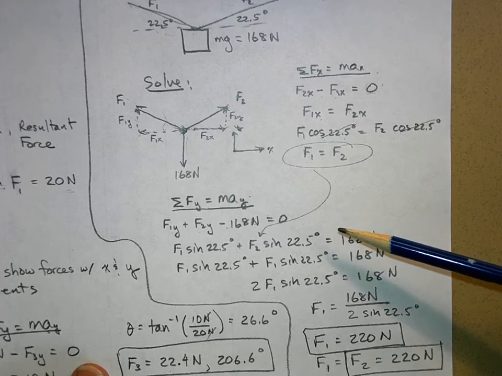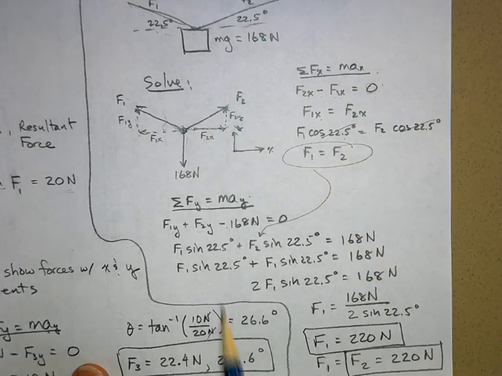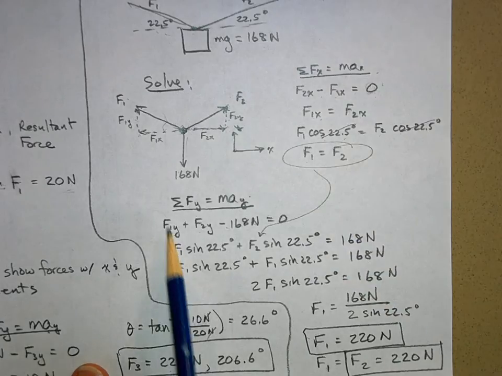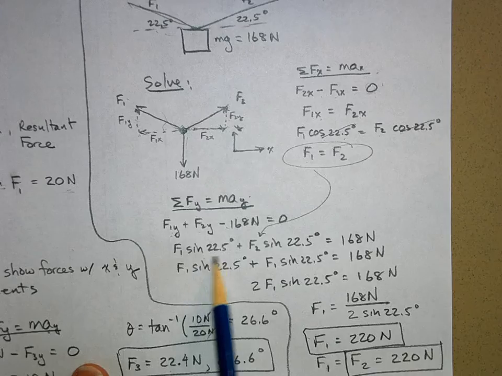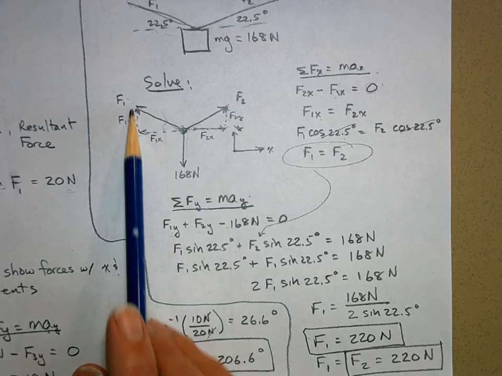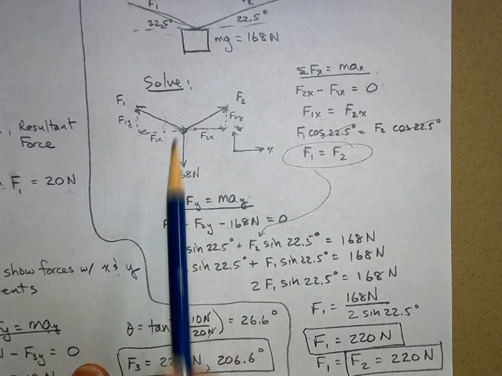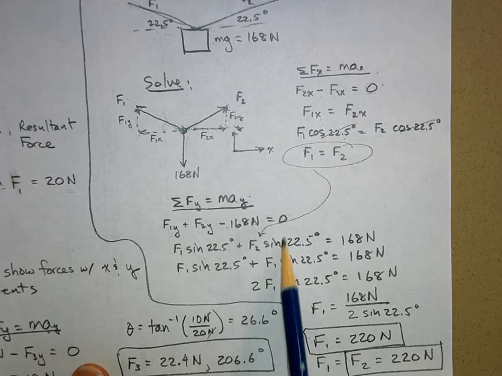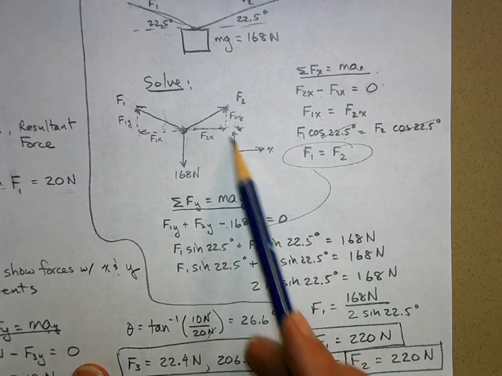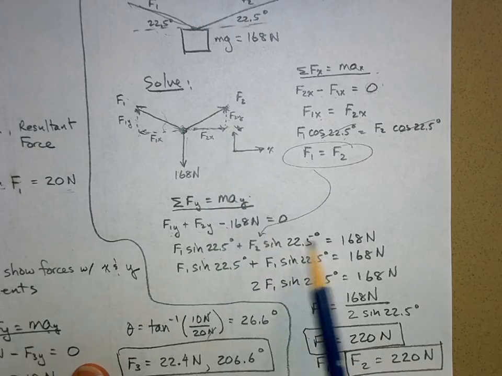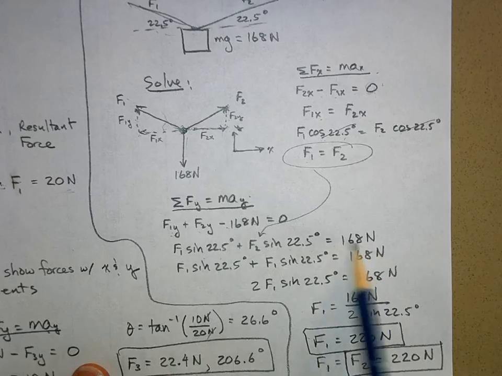Now it's just a lot of algebra and a little bit of trig. F1 in the y is F1 sine 22.5, right? It's the opposite leg of this right triangle. Plus F2 sine 22.5, right? Same thing. Equals 168. I put the 168 on the other side.